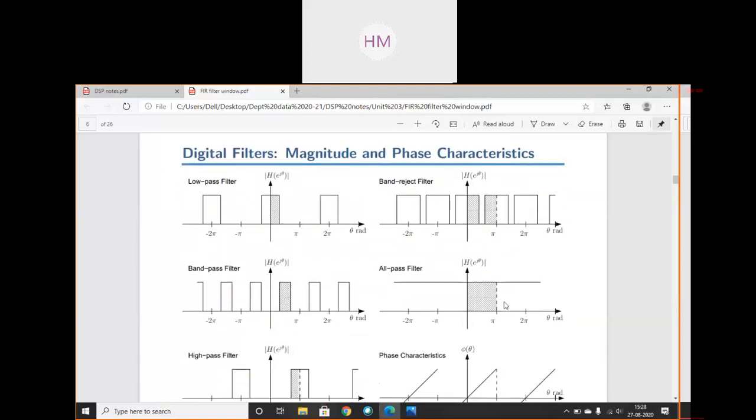This is a graph showing digital filters magnitude and phase characteristics. We all know what digital filters are and what the types of digital filter are. The types are low pass, high pass, band reject, all pass filter. So these are the classifications of filters. Again, subclassification of filters.